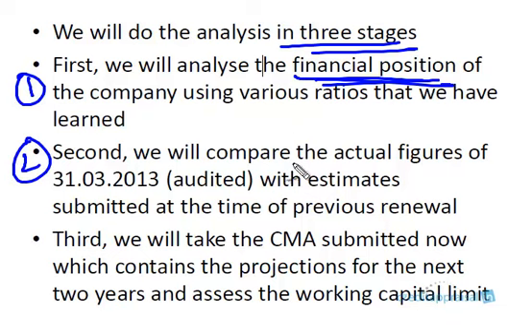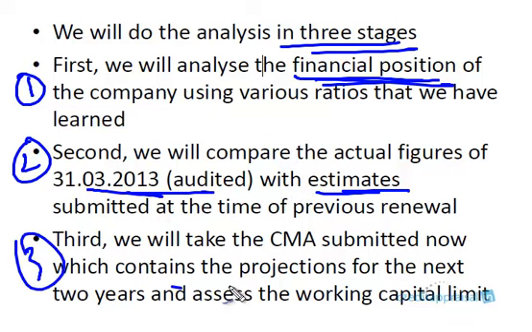Next we'll compare the actual figures, whatever is the latest audited balance sheet figures, with the estimate submitted at the time of last year's renewal. This is a very important point. Normally credit officers, when they get a proposal for enhancement or renewal of working capital, will straight away jump to the third stage, that is assessment of the working capital limit, whatever the company has applied. But there are these 2 steps you have to take. After 1, they'll analyze the current position, and then they'll jump to 3.